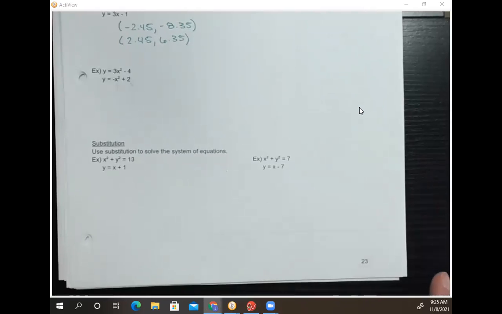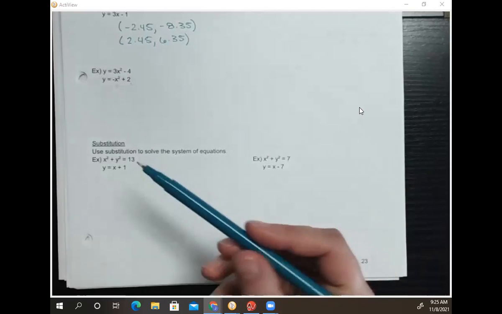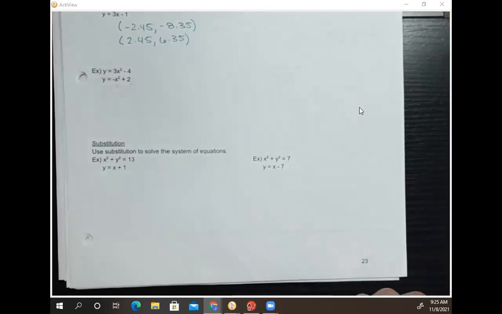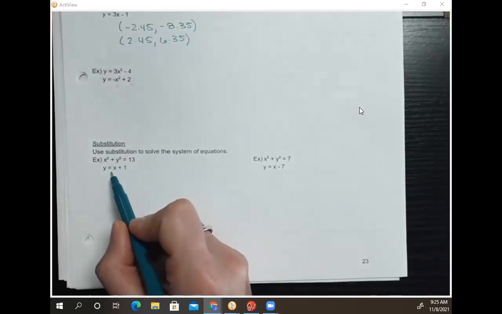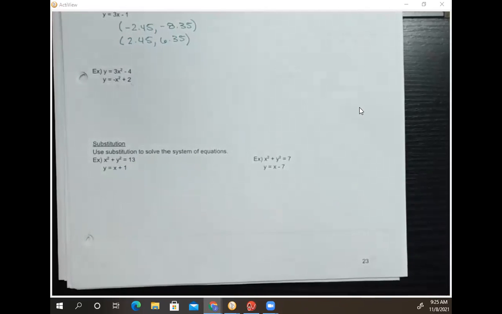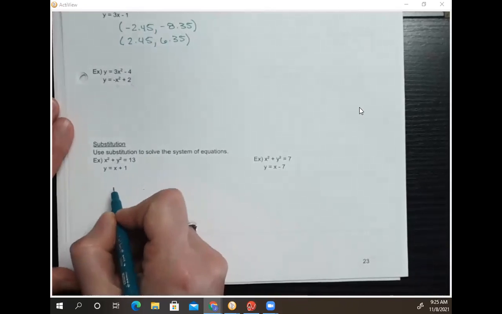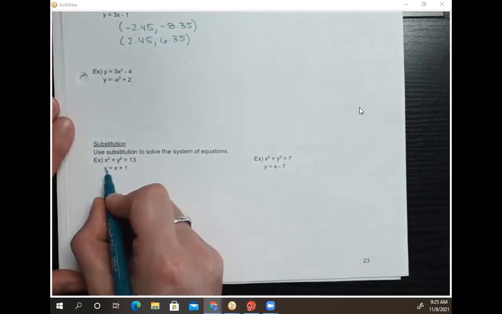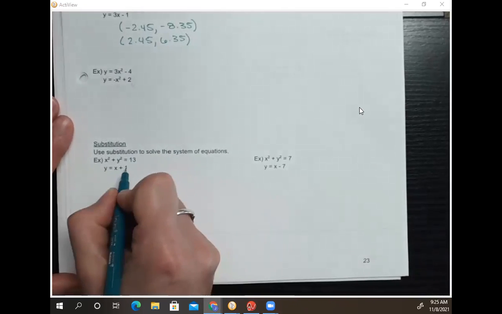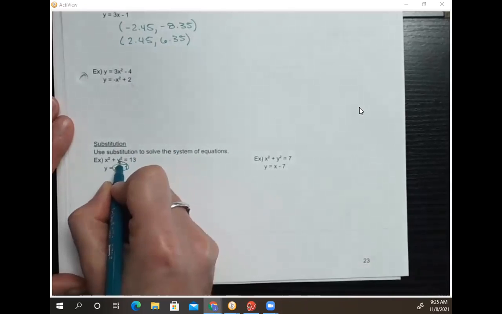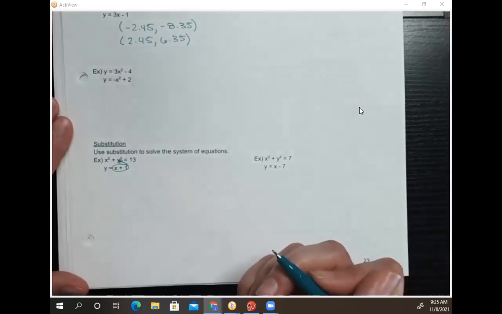The next method that we're going to look at is substitution. So the idea behind solving a system using substitution is that I want one of these equations to be solved for a variable, and then I plug whatever it's equal to into its spot in the other equation. I substitute it in, that's why it's called substitution. For this first system, the second equation is already solved for y. I already have y by itself. So I can go ahead and plug this in to y in my top equation.